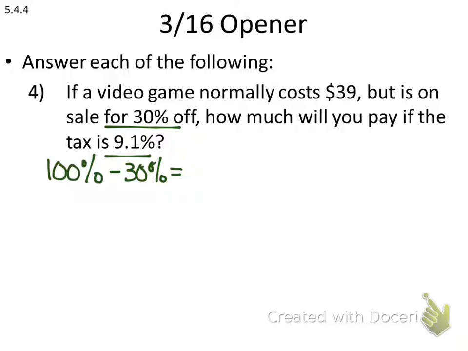Which equals 70, sorry. I want 30. What do I need to change that percent to? A decimal by dividing it by 100. Which equals 0.7. What's this number called? That's the multiplier. Good.